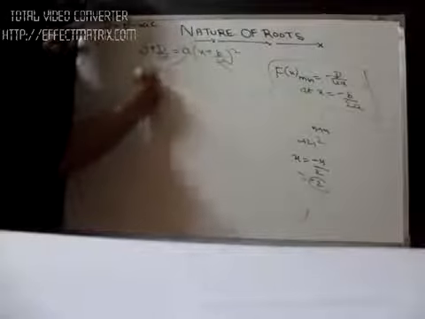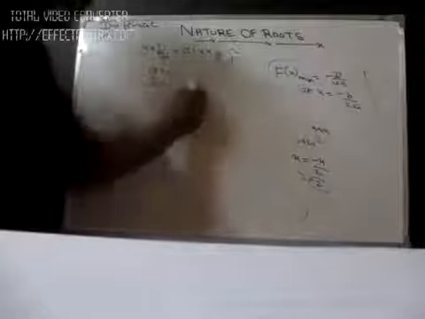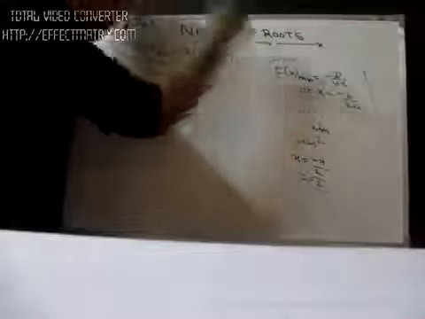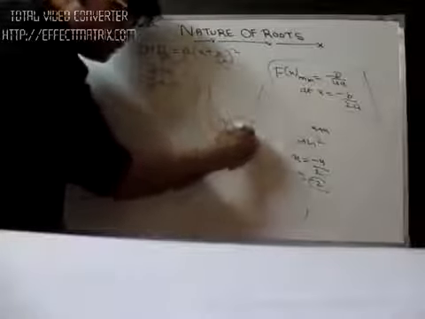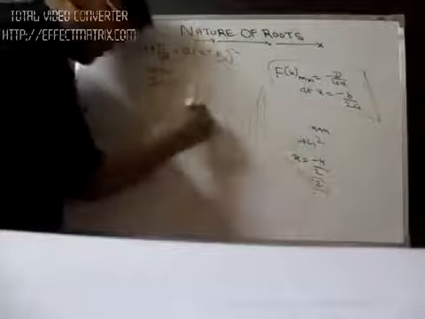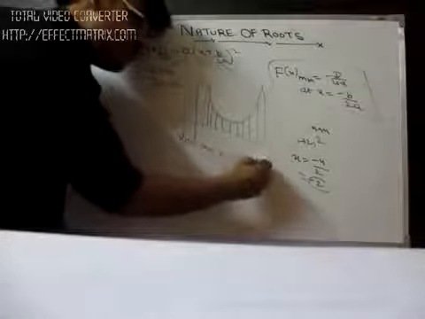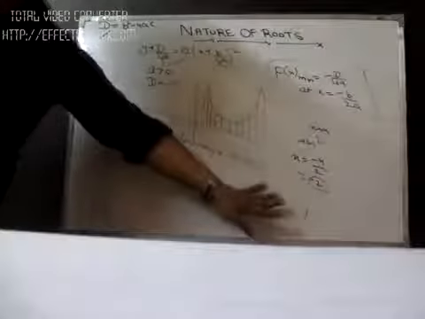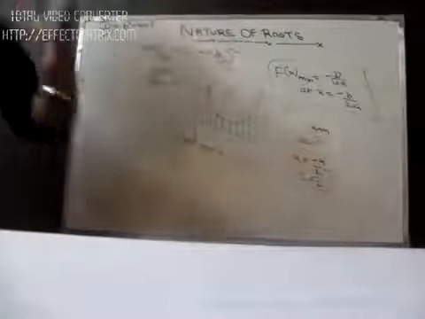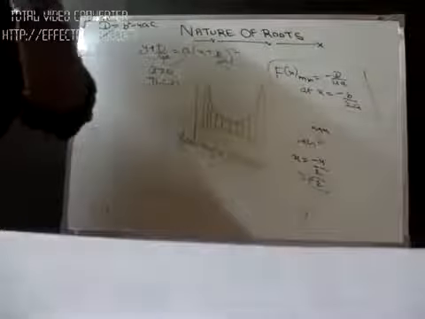Case third, when a is greater than 0 and D is less than 0. D less than 0 means the graph will not cut the x-axis. For any x, f(x) will be greater than 0. Means when D is less than 0, then f(x) will be greater than 0. If the discriminant of any equation is less than 0, then that function will always be positive.